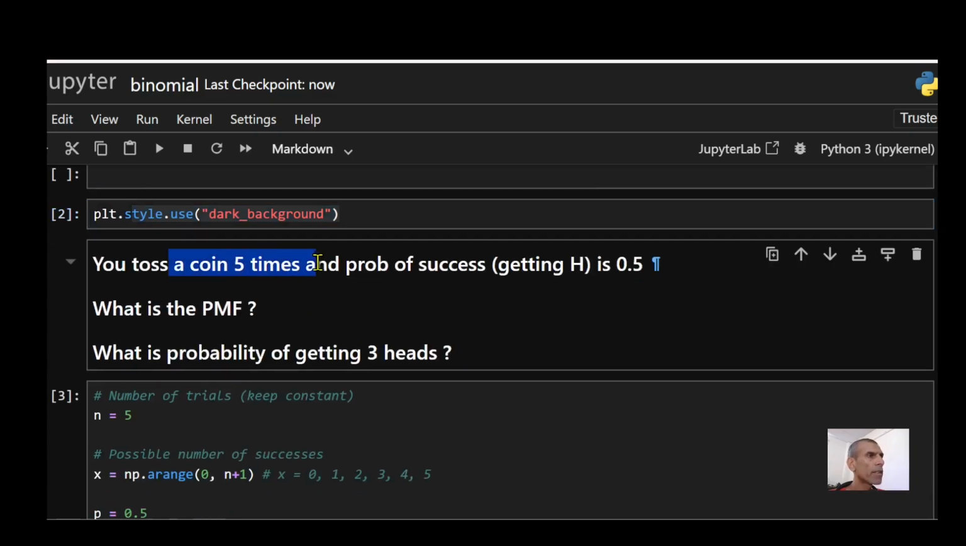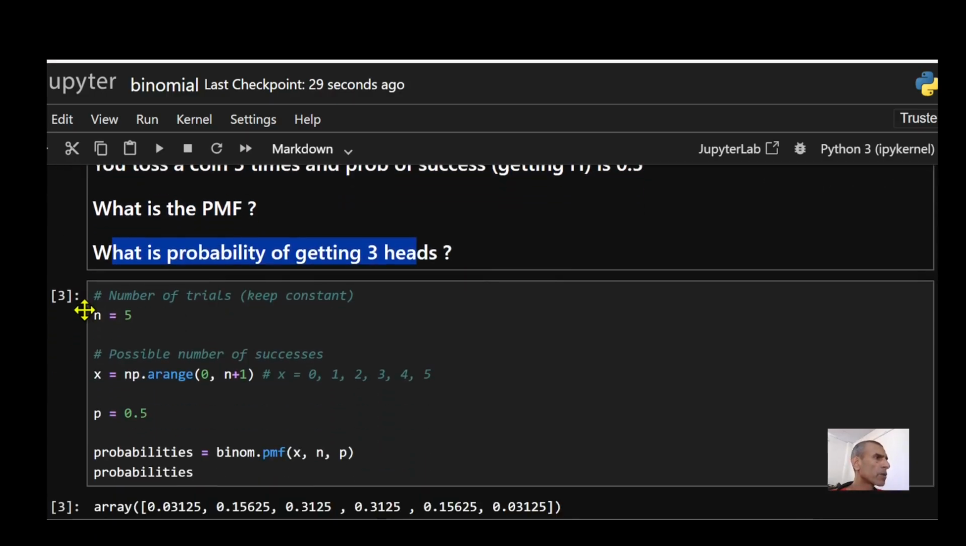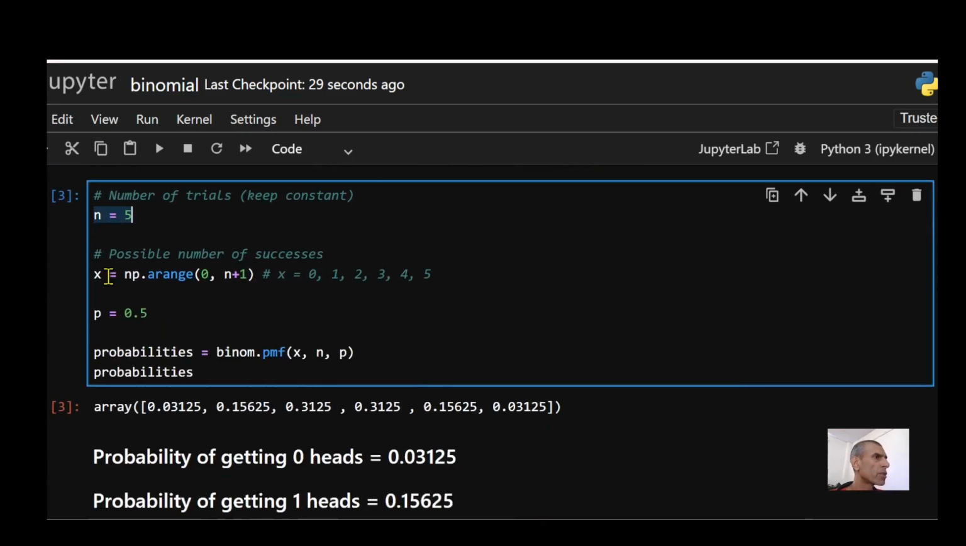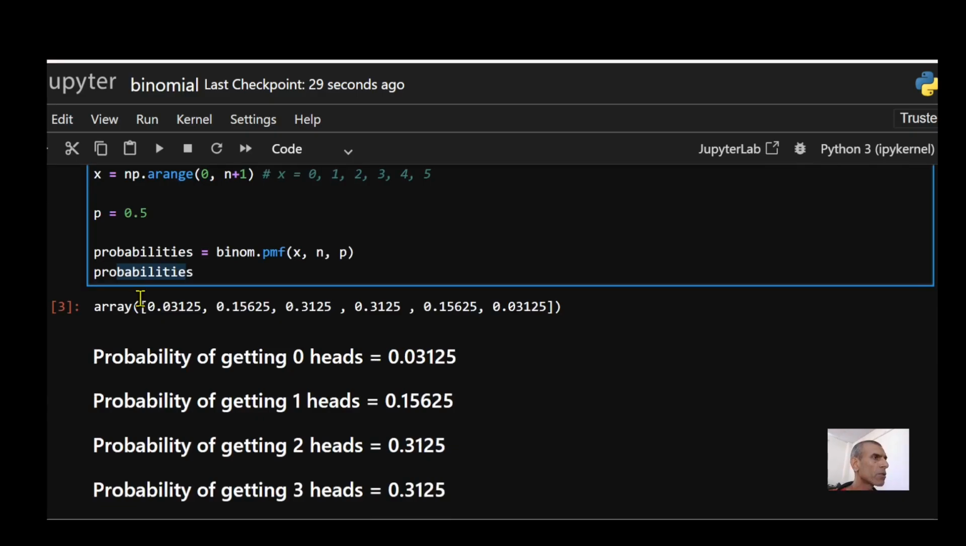Let's say I toss a coin 5 times, and the probability of success of getting a head is this. What is the PMF? And you want to calculate the probability of getting 3 heads. So you specify n equal to 5. This is your x, the number of successes, and in this case p equals 0.5, so you calculate your probability and then print it out, and this gives me the probability right here.